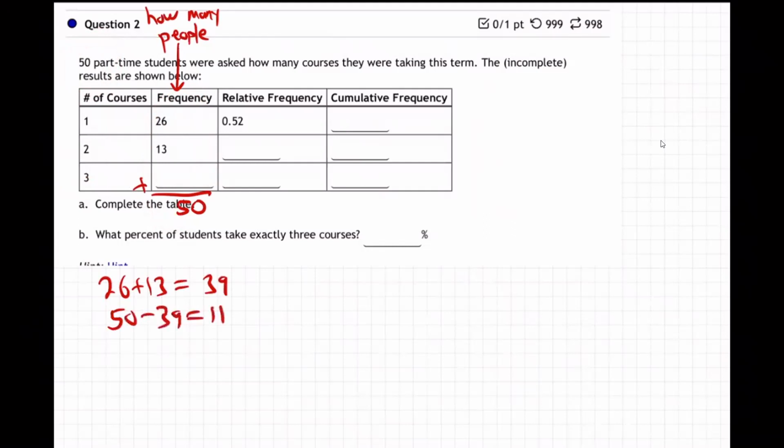And that leaves 11. Perfect. There's got to be 11 in that. Okay, 11 people must be taking 3 courses, right? 11 of the students must be taking 3 courses. All right, now let's get the relative frequencies.